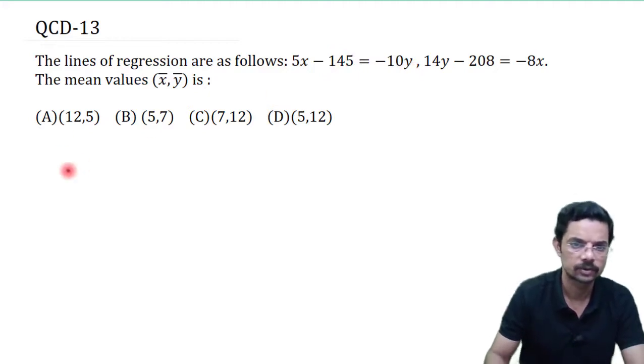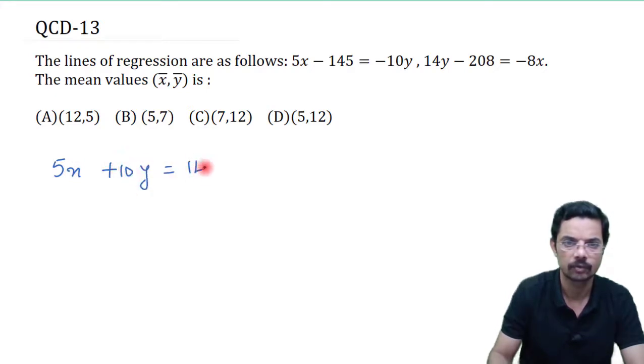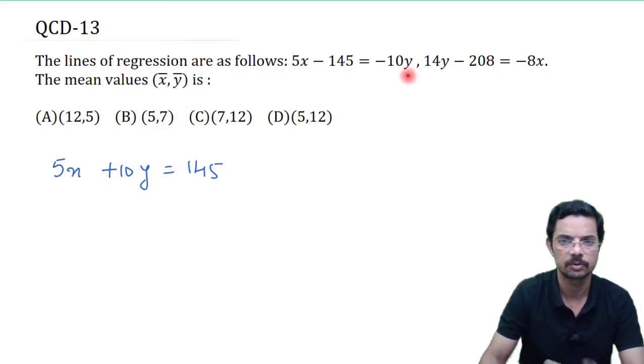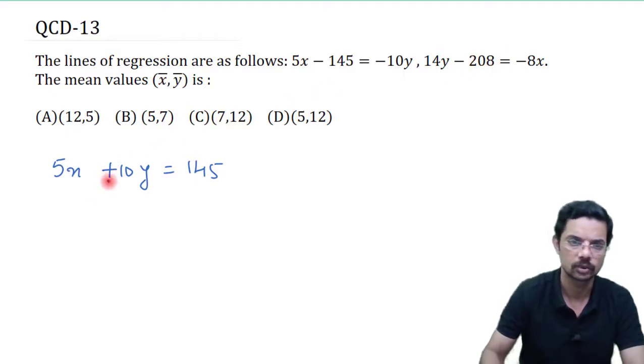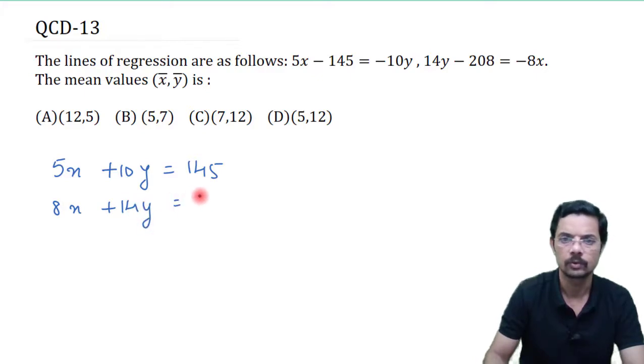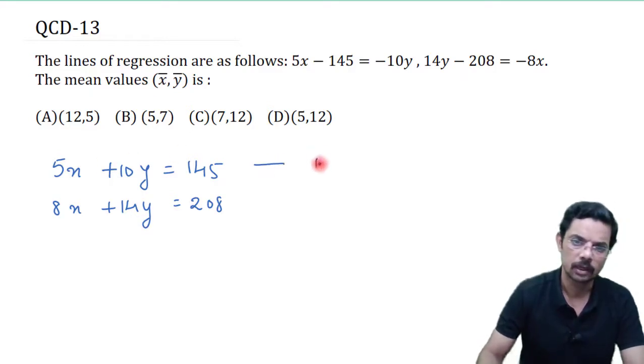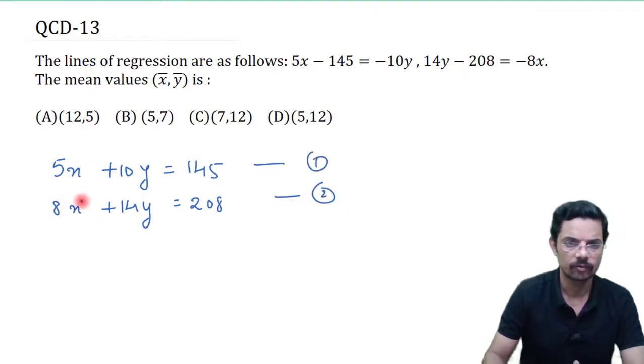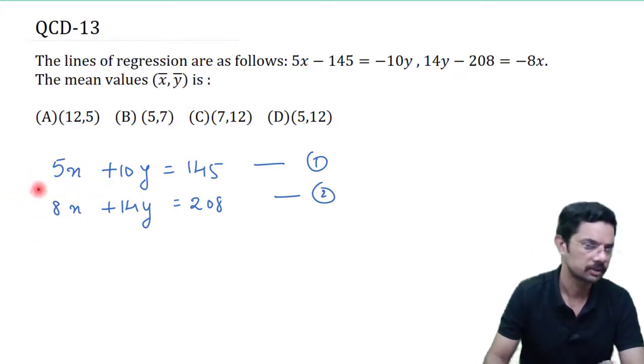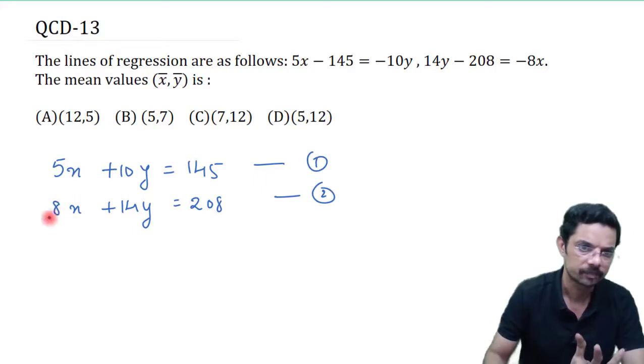So this is 5x plus 10y equal to 145. I have rearranged this in the ax plus by equal to c form. Then this becomes 8x plus 14y equal to 208. Now this is equation number 1 and this is equation number 2. We can solve by substituting one into the other, or by making the coefficient of any one of the variables equal. Here I am trying to make the coefficient of x equal and eliminate x.